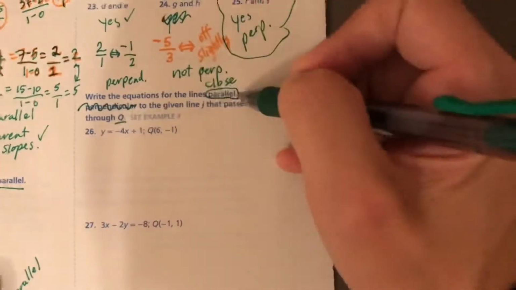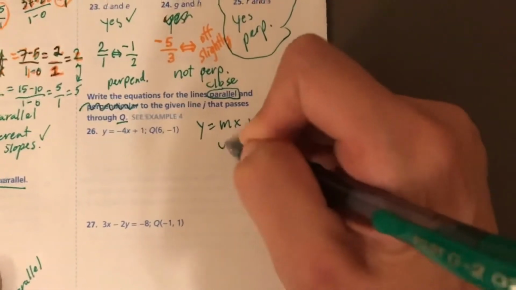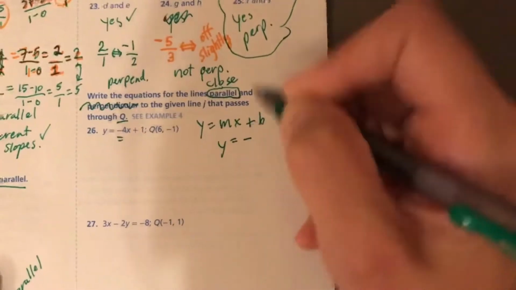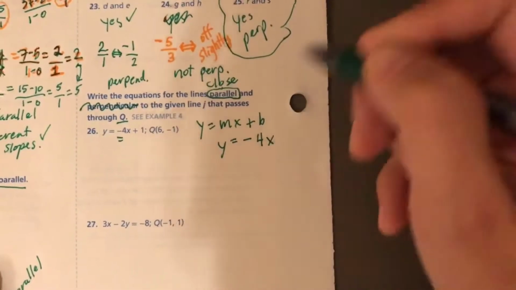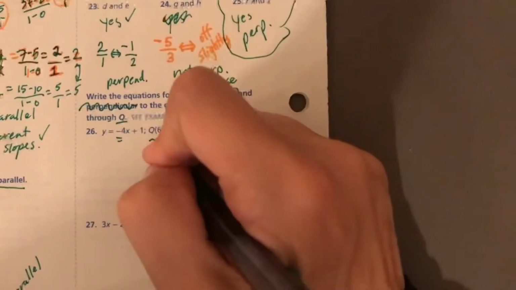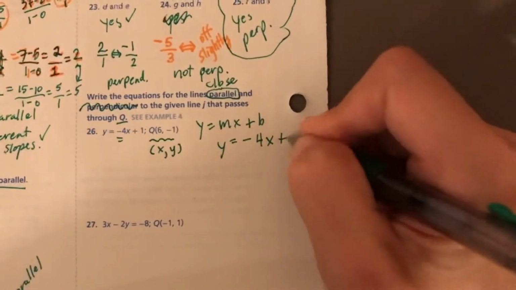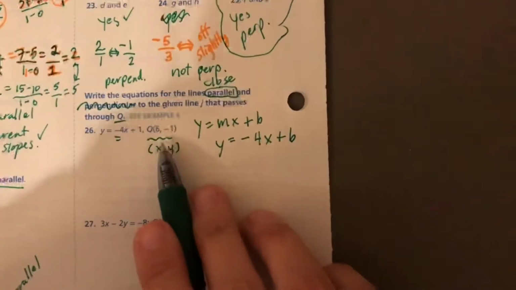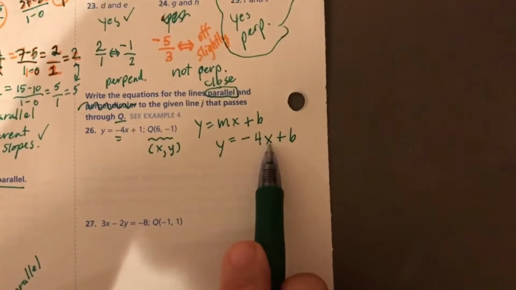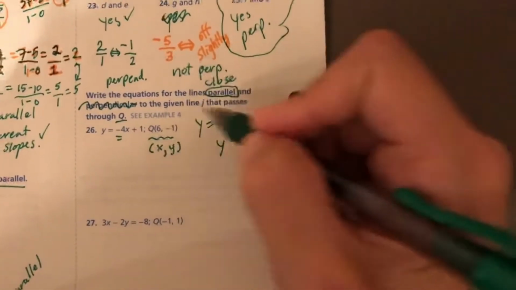So we know parallel means that they have the same slope. So we're going to build an equation that looks like this. But if they have the same slope, we know that the slope has to be -4. So our new equation has to have the slope of -4. And now we wanted to go through this point. So that point is an x and a y coordinate. So what we're saying here is that when x is 6 and y is -1, that will be in our new line, okay?